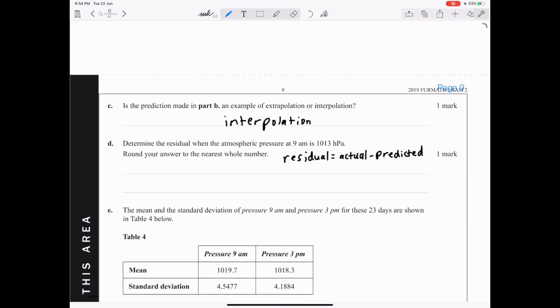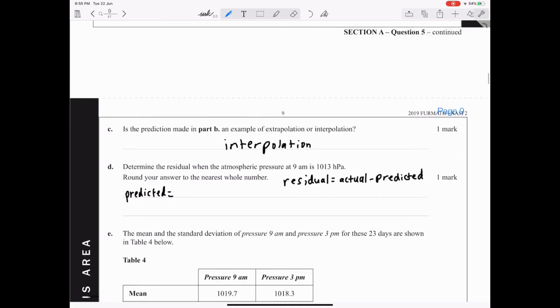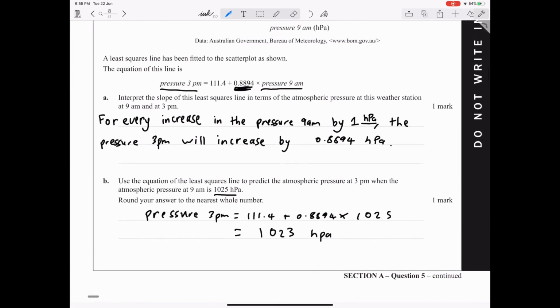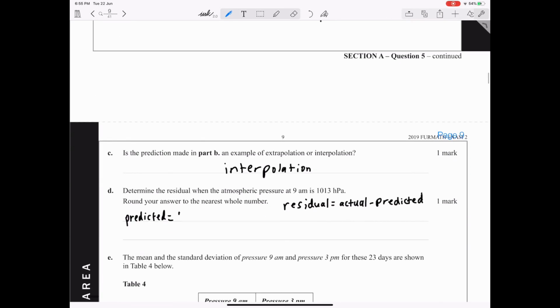5d, determine the residual when the atmospheric pressure at 9 a.m. is 1,013 hectopascals. Round your answer to the nearest whole number. So you should know that the formula for the residual is the actual value minus the predicted value. So first let's find the predicted value. The predicted value would be found using the least squares regression line. We know that the equation is over here. So use that equation.